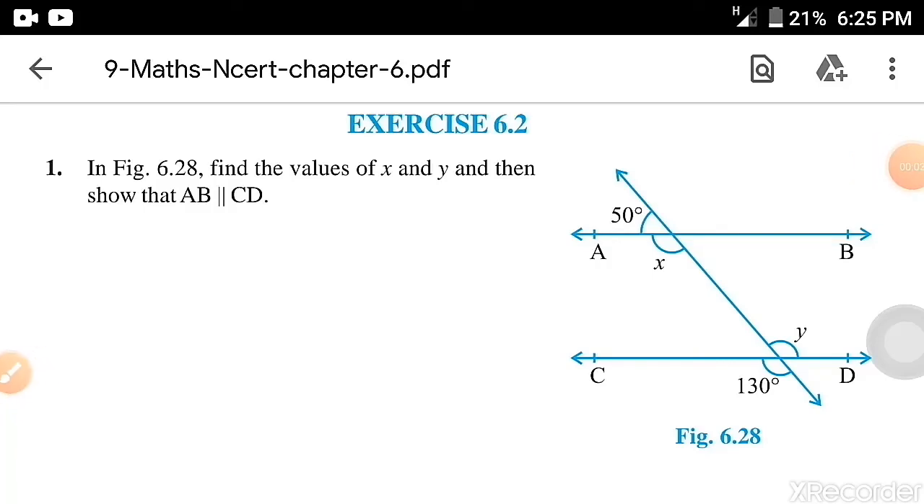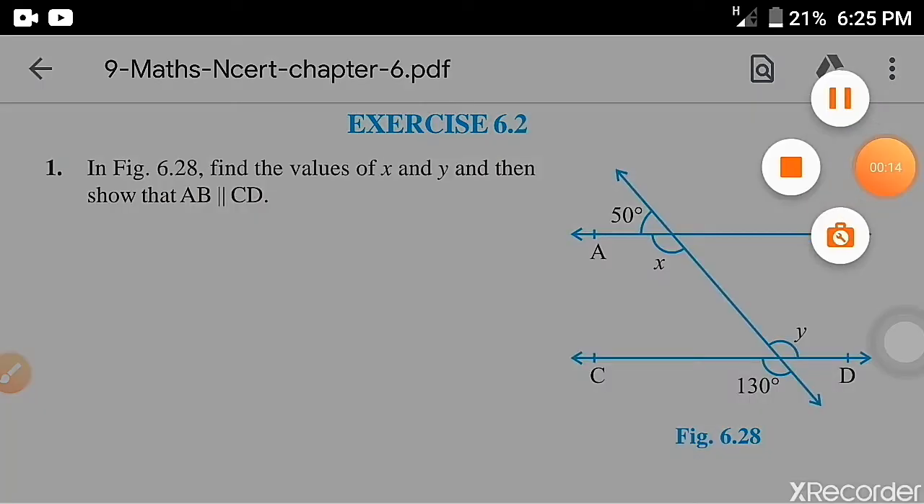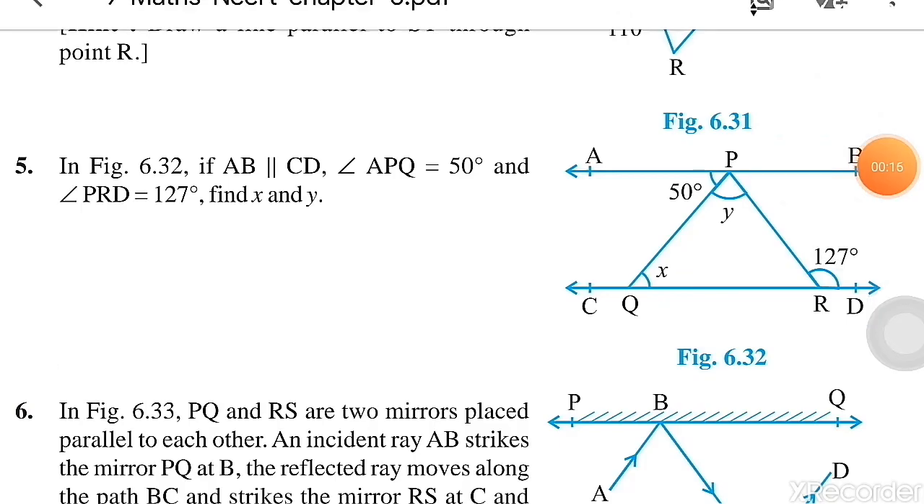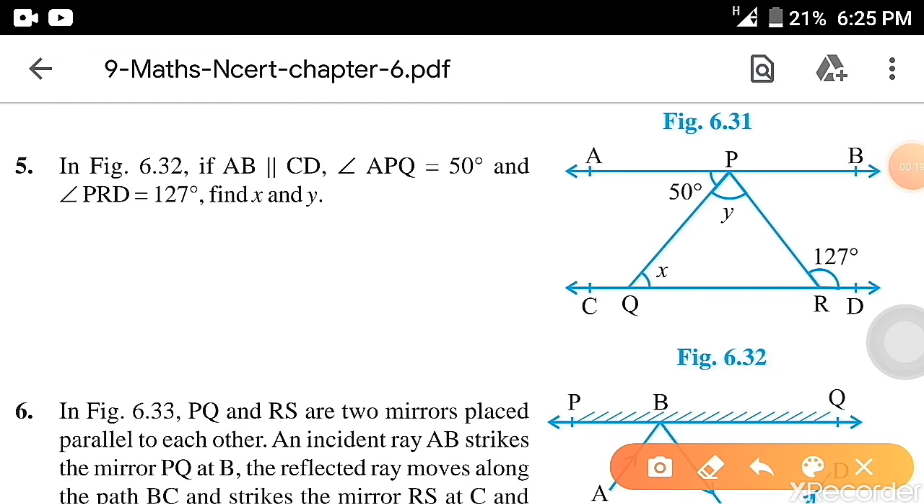Today I am again with you with exercise 6.2, up to question number 4, which I explained in my previous video. I will start from question number 5 today. This is question number 5, and everything is mentioned.